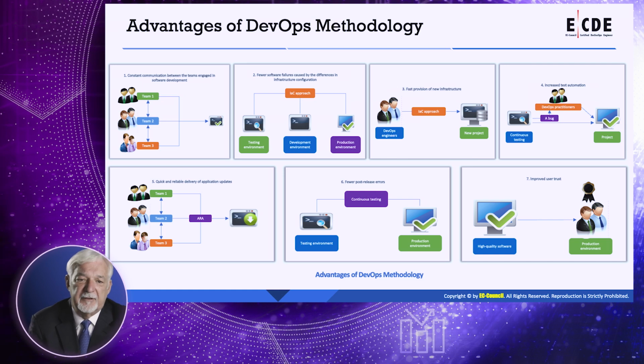There's quick and reliable delivery of application updates. Some updates are done because of compliance changes, some because of security changes, some because of customer changes and what they need. What you can do is rapidly provide these updates in a continuous cycle, again through a prioritization of delivery effort. There are fewer post-release errors because of the continuous testing that's done in order to get something to the production environment. You're fairly certain of what's being delivered by the time it hits production.